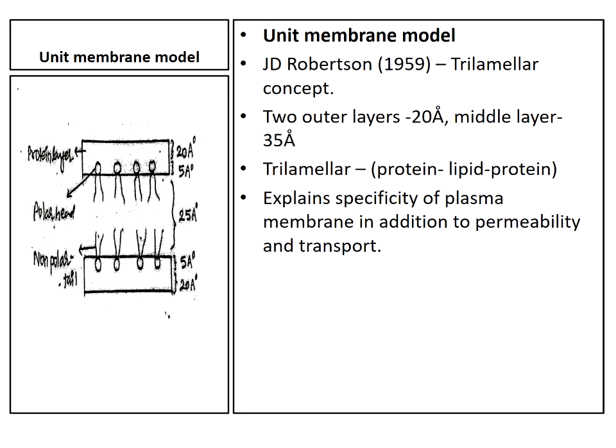Next, the second model is the unit membrane model. This model was proposed by J.D. Robertson in the year 1959. It is called a trilamellar concept. Why is it called a trilamellar concept? Because we can observe two layers of proteins and a single layer of lipid, so they form three layers. So we call it a trilamellar concept.